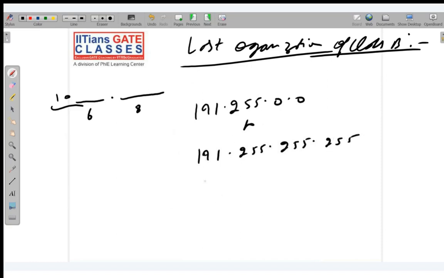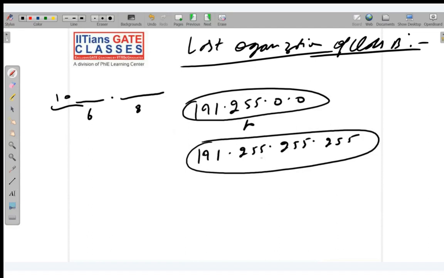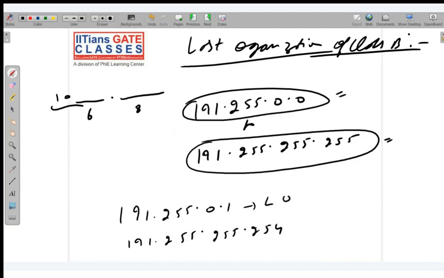So for the last organization, they will ask such questions. The net ID of the last organization of class B is this. The DBA of the last organization is this. The first IP address of the last organization is this only, and the last IP address is this only. The first host of the last organization is 191.255.0.1, and the last host is 191.255.255.254.